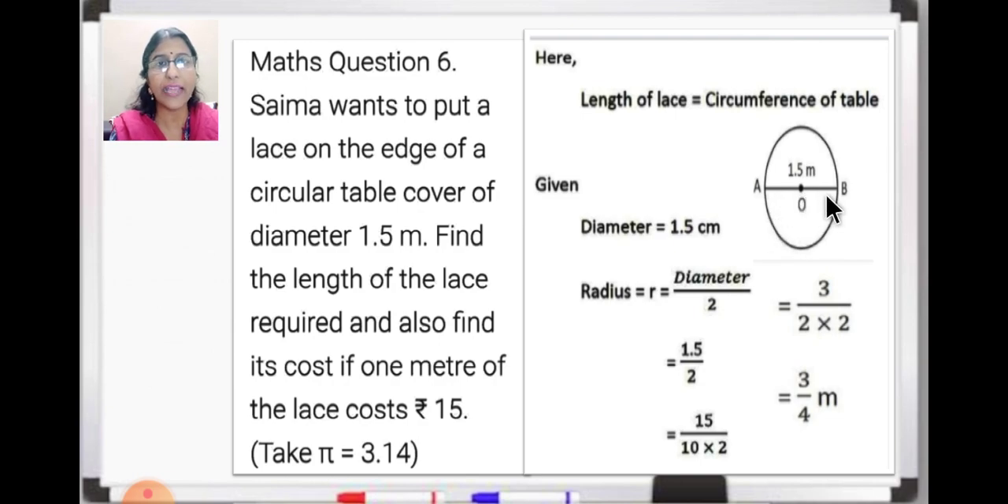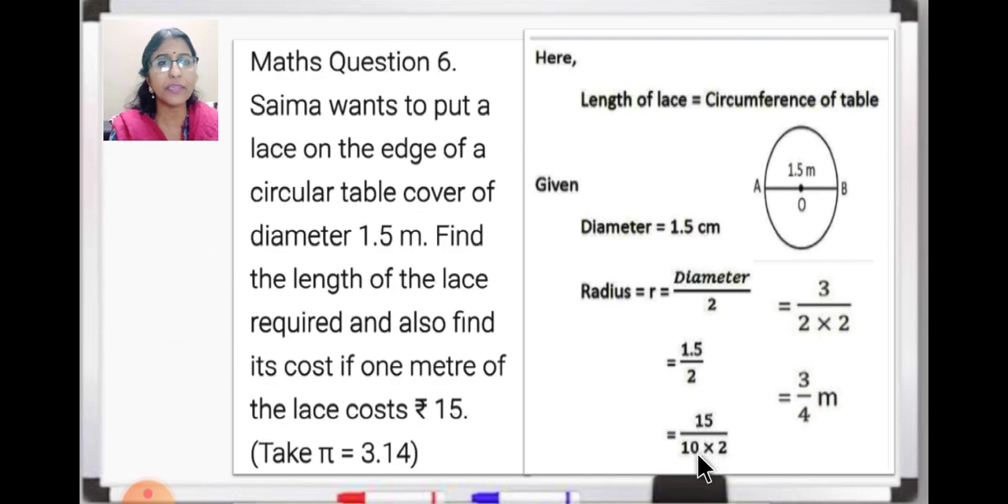diameter, 1.5 meter. So now what you are going to do, you have to first find out the radius. So we will write r is equal to diameter upon 2, because we know radius is half of diameter. So that will be 1.5 upon 2. And 1.5 we will convert into a fraction. It will become 15 upon 10. And here 2 is there in the denominator, so 10 into 2.